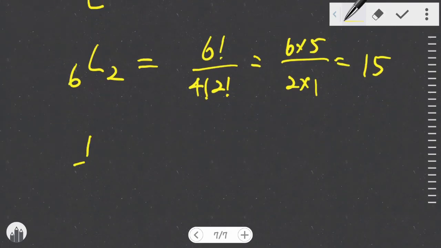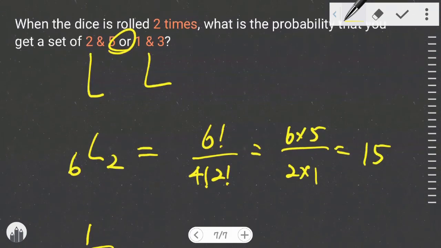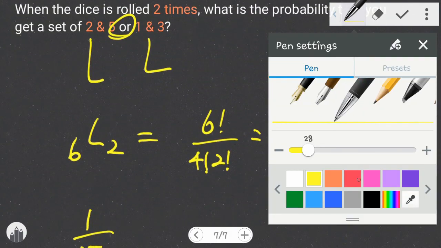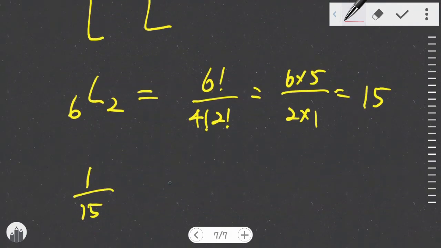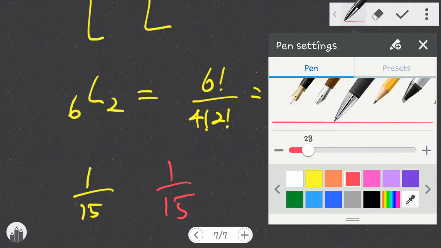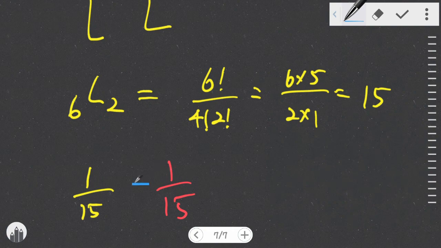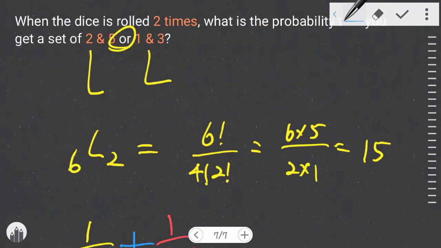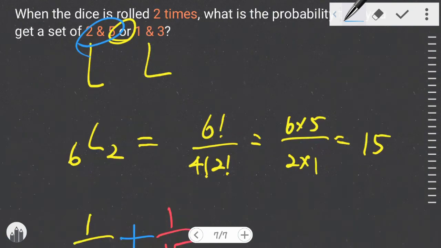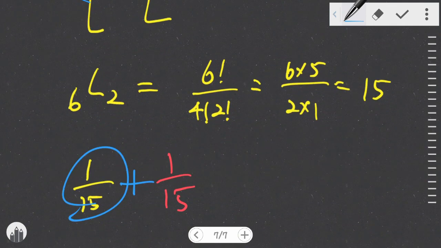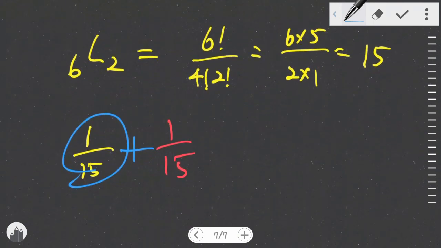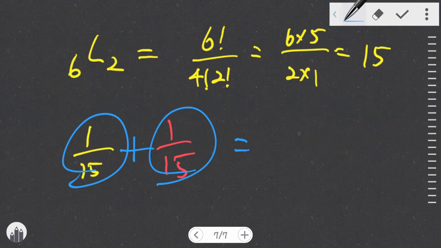Which means getting a 2 and a 5 would be 1 over 15, and getting a 1 and a 3, I'll put in a different color, would be identical as a probability of getting a 2 and a 5, which is 1 over 15. The question has said or, which means we need to add these two probabilities together. The probability of getting a set of 2 and a 5 or 1 and a 3 equals 2 over 15.